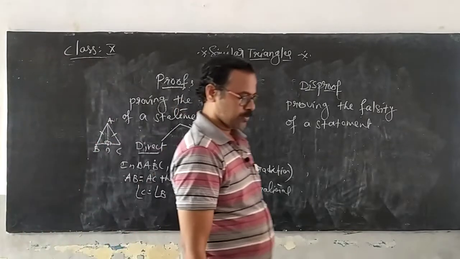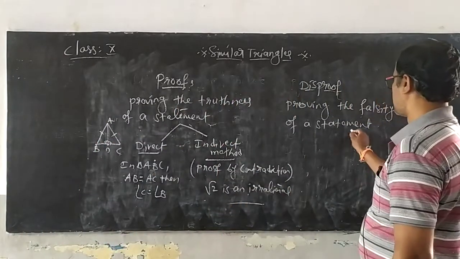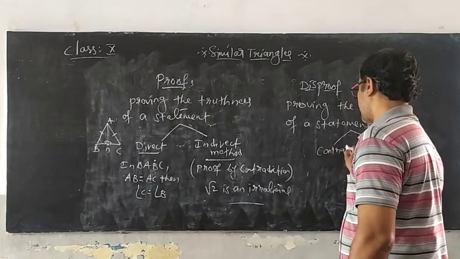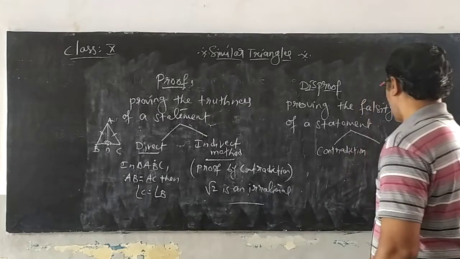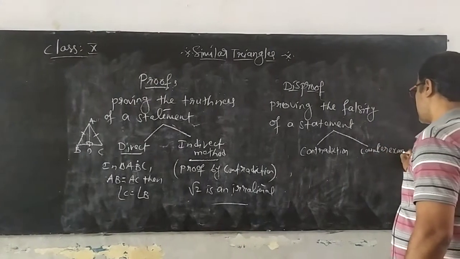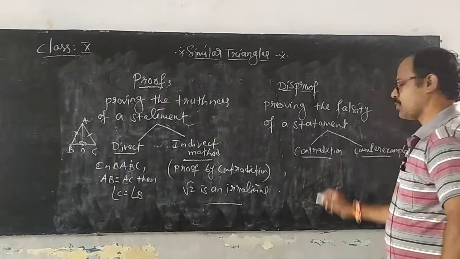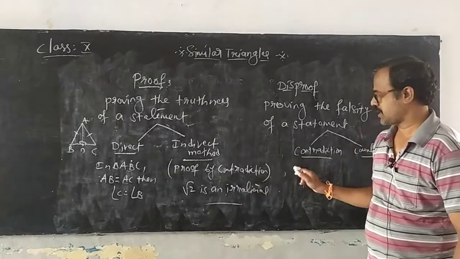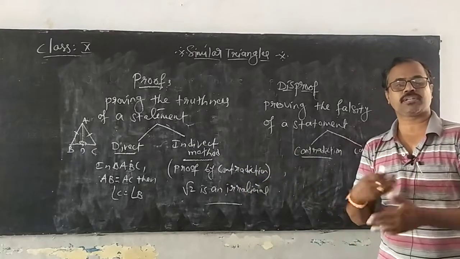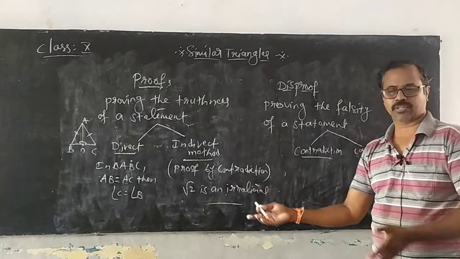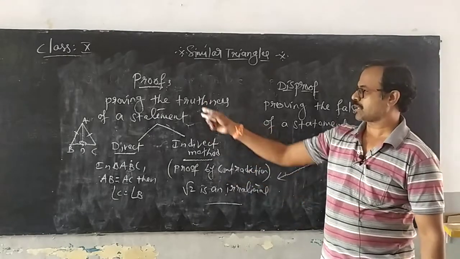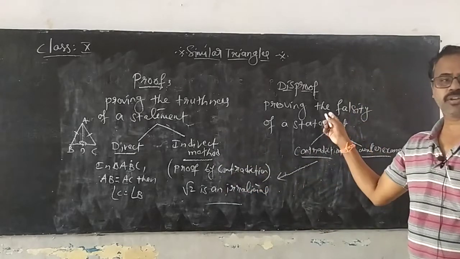Now, coming to the disproof. You have two methods in disproof also: disproof by contradiction, or another one, disproof by counter example. So, what is meant by contradiction? It is the same as the indirect proof. In the indirect proof, you say it is false, and you say that it is a contradiction to our assumption. The same method you follow, but there you prove the truthness, and here you prove the falsity of the statement.